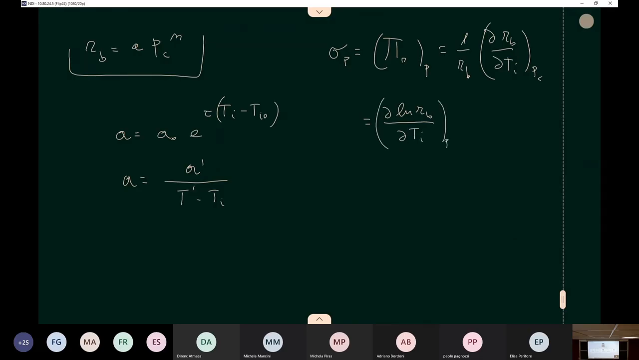at a given pressure. So you see that this is a quantity which is expressed in Kelvin to minus one, and typical values can be of 0.1, 0.2% per Kelvin. It means that we can have 2.5% if we consider a 25 Kelvin temperature difference, which is a wide range.